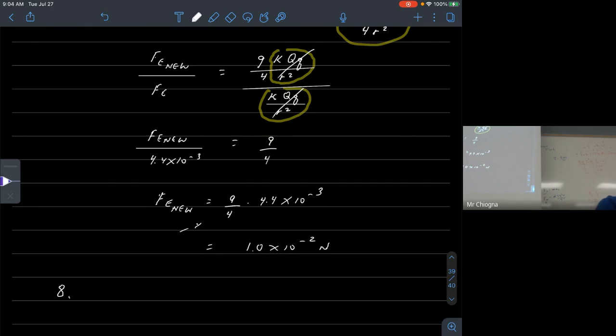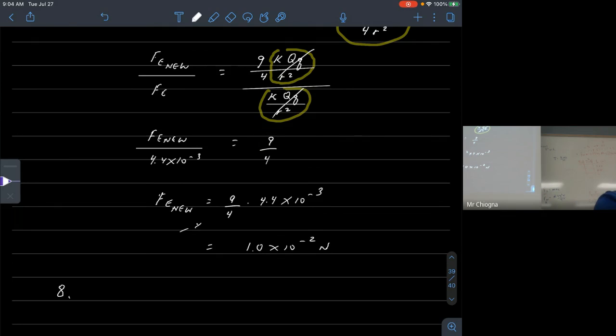Let's see here. 9 over 4, what is that? That's 2 1/4, right? You just round it. Yeah, just round it. You round it to 1.0.